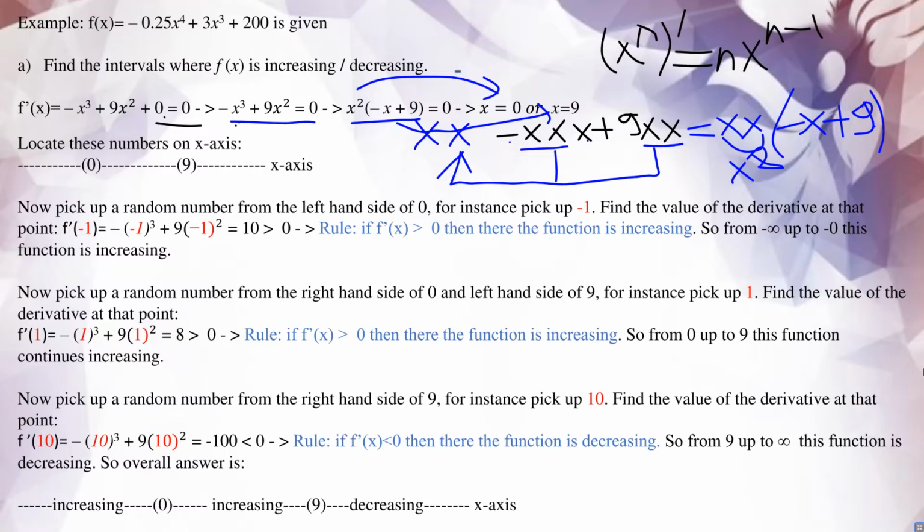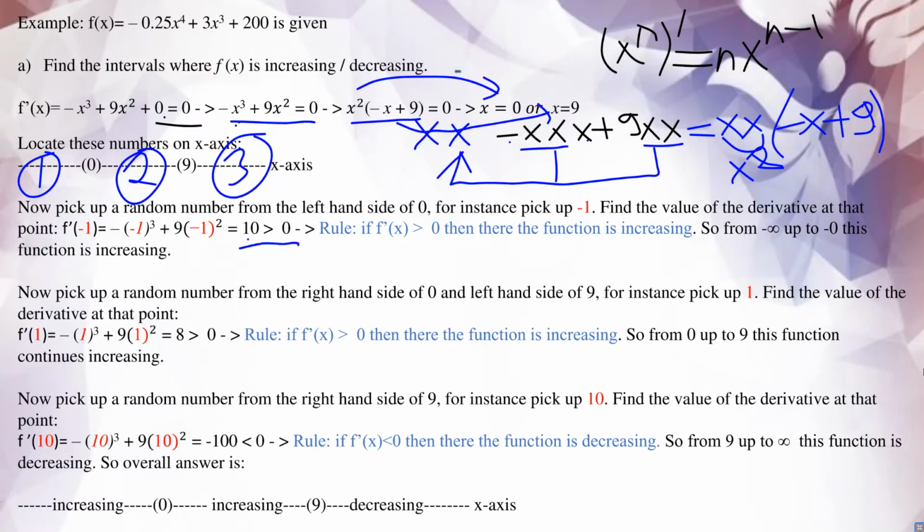So the rest is the same story. I locate these two numbers, 0 and 9, on the x-axis. Eventually they divide the x-axis into 3 parts. This is the first part, this is the second part, and this is the third part. From the left-hand side of 0, I will pick a random number, and I pick -1 because it is a simple, modest number, and I plug it into the derivative expression, which is minus x cubed plus 9x squared. I wrote -1, the number I picked, in the derivative, and the answer is 10. It is greater than 0.